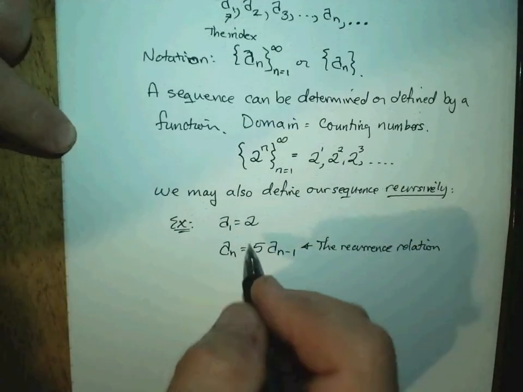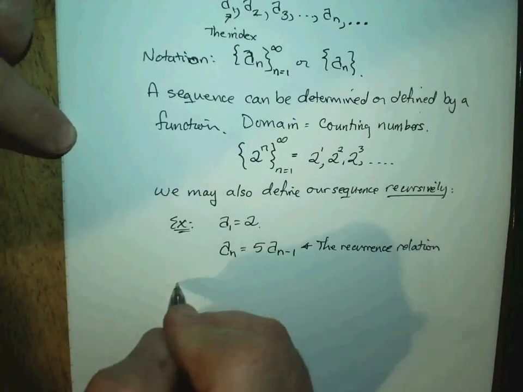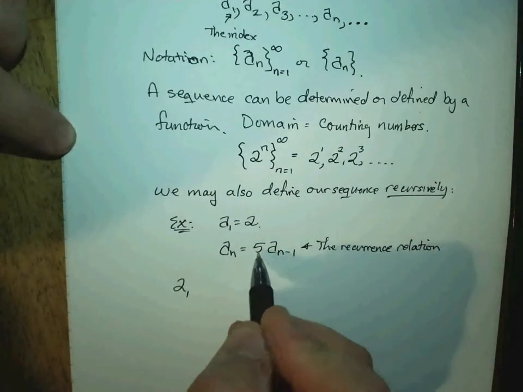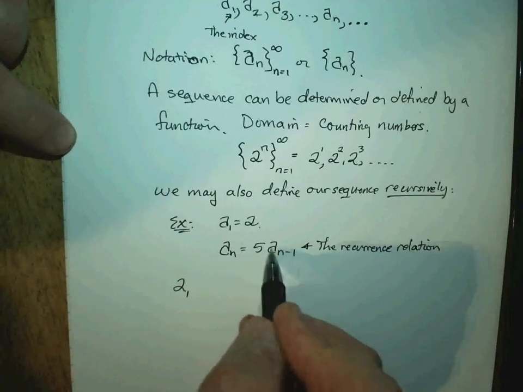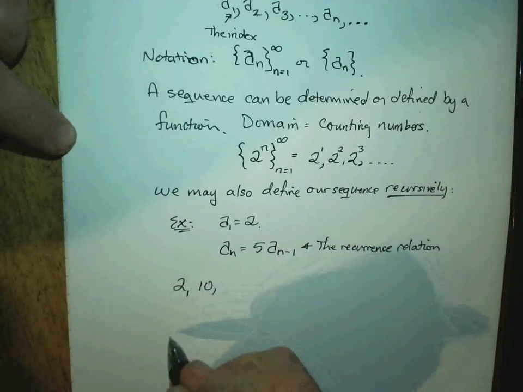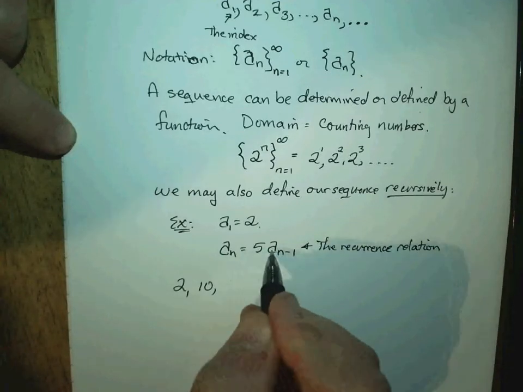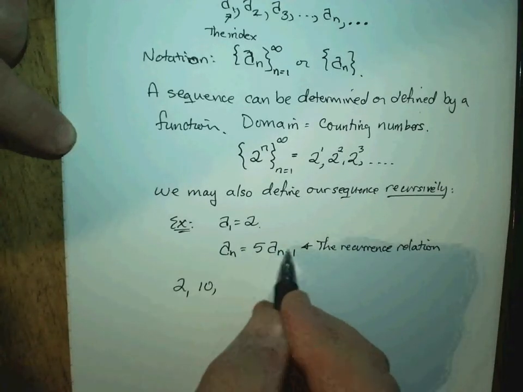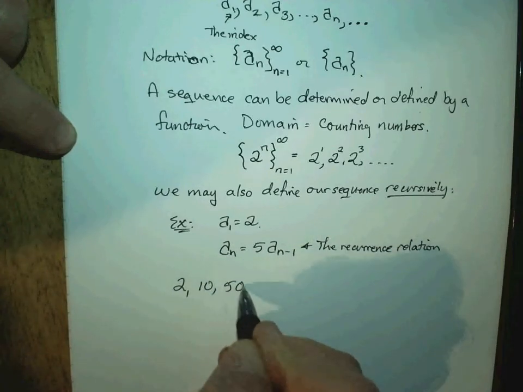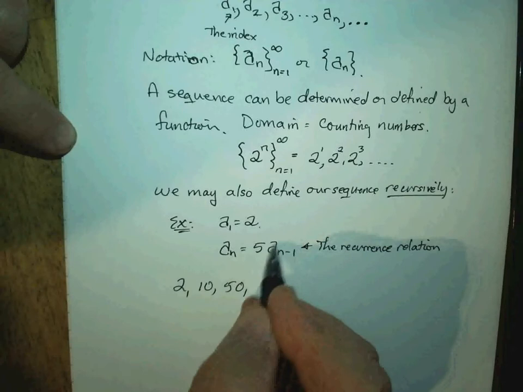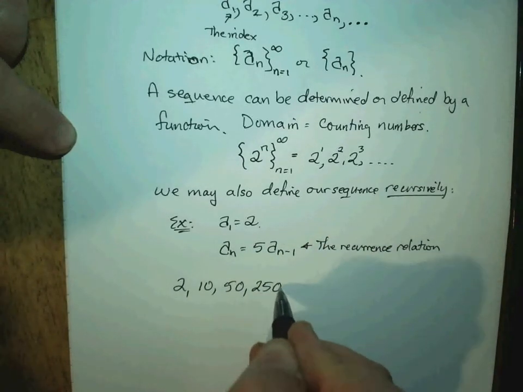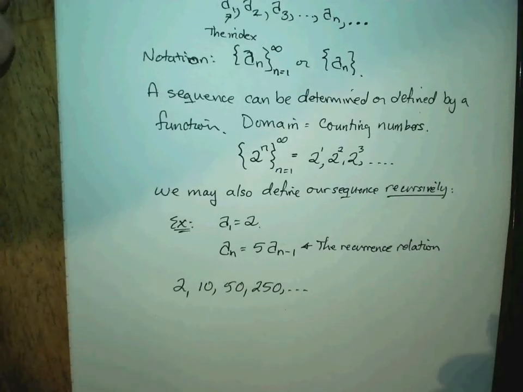So obviously a sub 1 is 2, that's your first value. For the next value, you look at the rule. The rule says to find the next value, you take the previous value and multiply it by 5. So 5 times 2 gives you 10. Then the rule says to find the next value, you take the previous value and multiply by 5. So 10 times 5 gives you 50. To find the next term, you take the previous term and multiply by 5. So 50 times 5 is 250. And there's the pattern that generates this sequence.